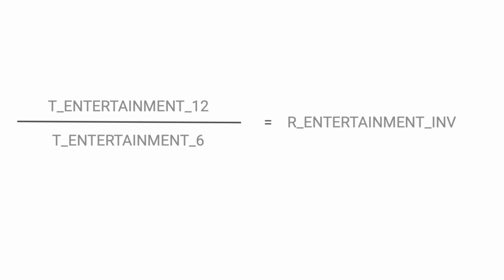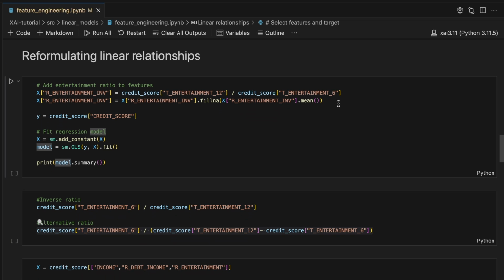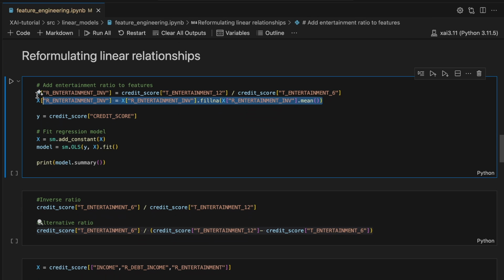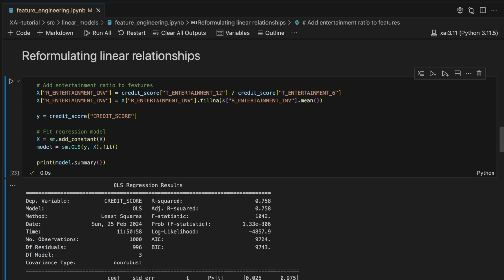Suppose that a sudden increase in expenditure on entertainment is a sign of reckless spending. One way to capture a sudden change would be to take the ratio of entertainment expenditure in the last 12 months to the last 6 months. With this feature, recent increases in expenditure would lead to a smaller ratio. So we can create this feature and add it to our X feature matrix. We then train a model in the exact same way as before.